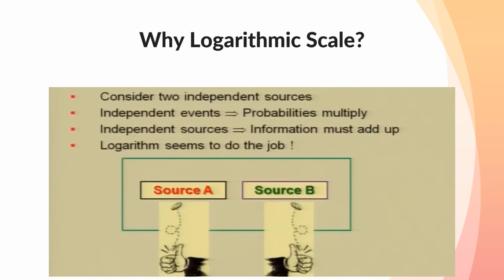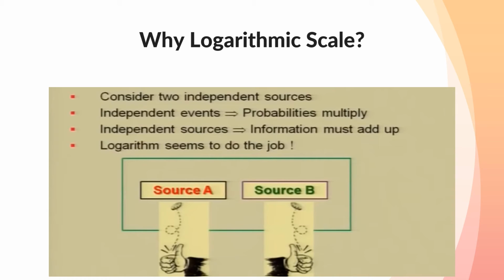Now here comes one important concept: why we have to use log scale. Here we have assumed independent events. In independent events, when we represent them in terms of probabilities, they multiply, right? Similarly, if I am getting information from multiple sources, I would like to add all the information to obtain the total information. So which mathematical operator will convert the multiplication of probabilities into addition? The only answer is log, right?